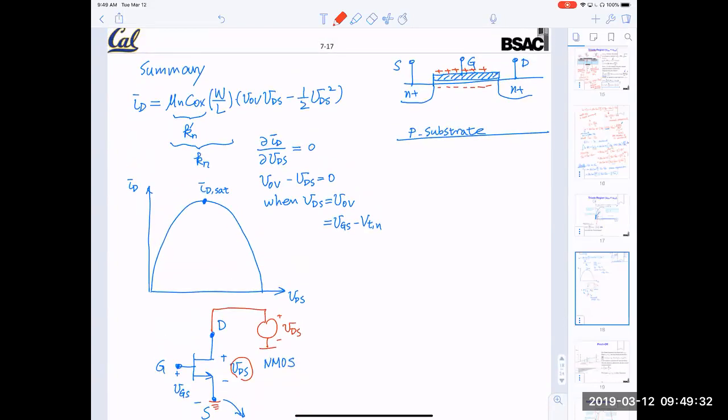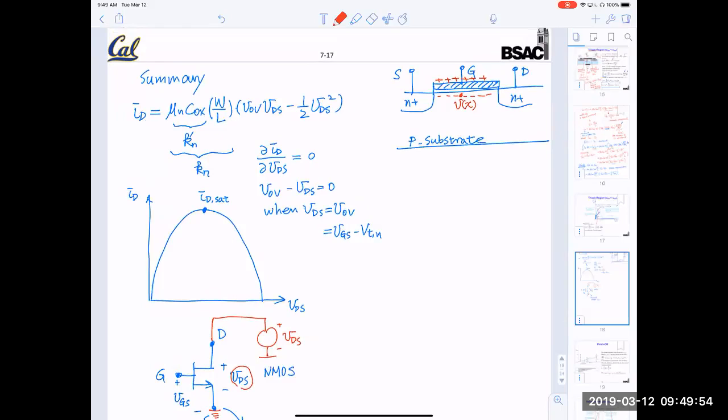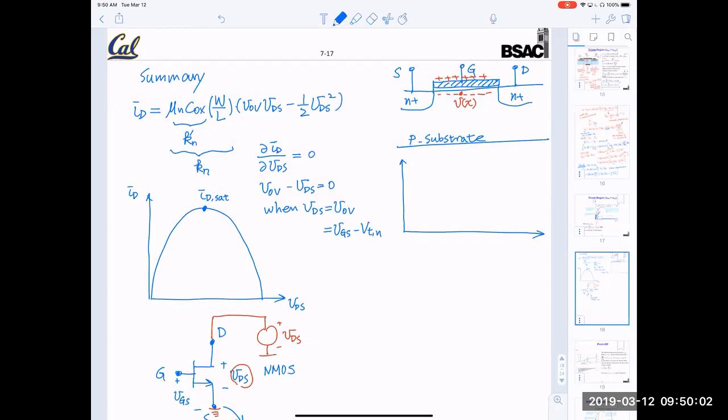The channel potential is actually not uniform. As in the recorded video, the channel actually has a variable potential, depending on exactly where the electrons are in the channel. So if we were to plot the potential, let me plot a spatial distribution of potential V in the spatial coordinate X.